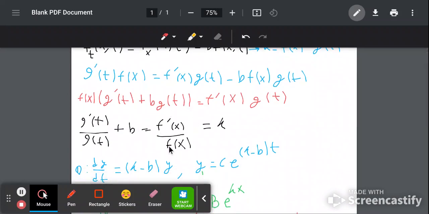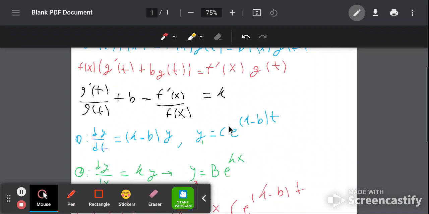Now, this condition where g prime of t over g of t plus b is equal to f prime of x over f of x only occurs when both of them are equal to the same constant, because they can't equal an expression in terms of x or t. That wouldn't make sense. The only way they can be equal is, for example, if both of them are equal to 1 or 2 or 0. So I'm going to let that constant be k.